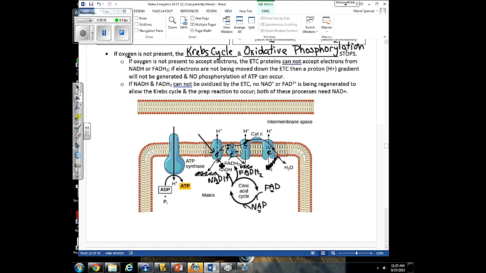Now, of course, the electron transport chain is going to stop simply because we are not able to move these electrons down the electron transport chain, because there's no oxygen here to act as that final electron acceptor. So if electrons aren't being moved, then we're not going to have this high concentration gradient. So that means that there is nothing to flow through ATP synthase, and we're not going to get any ATP. There's always a possibility that you would have to indicate why the Krebs cycle and why oxidative phosphorylation stops.